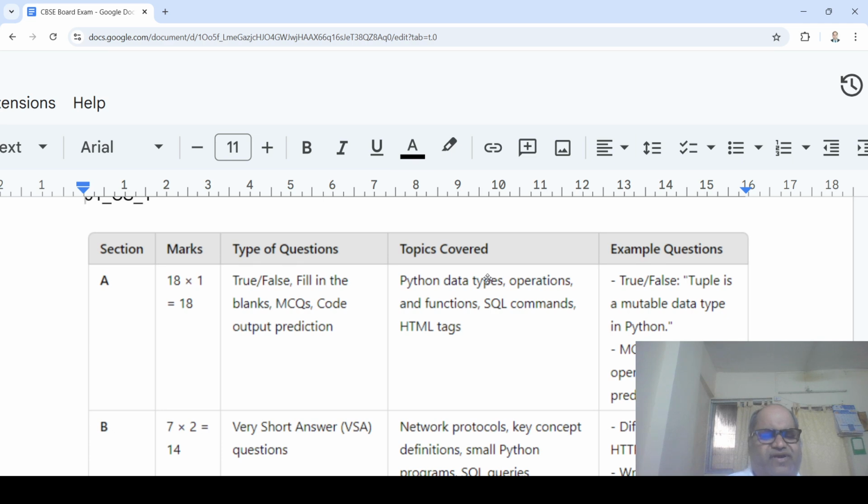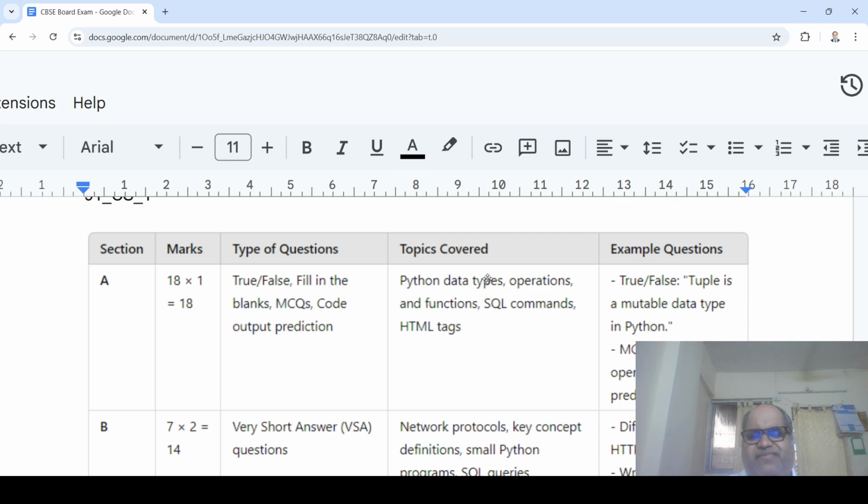Now, I'll show you two broader snapshots, and this is the 2024 question paper and some of the supplementary papers in that year. In your section A, there were 18 MCQs, and the topics covered were Python data types, operations and functions, SQL commands, and HTML tags, right? Mostly they are true or false.